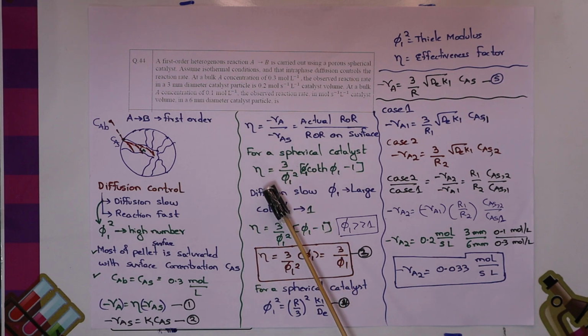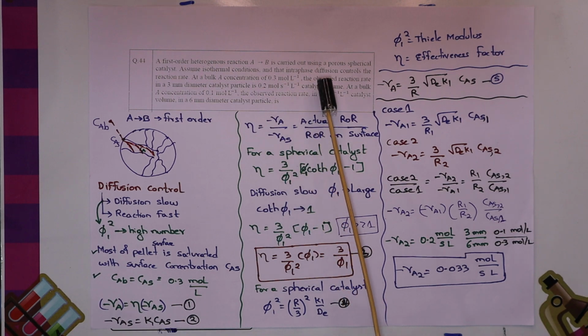And for a first order case, for a spherical catalyst particle, if you follow the effectiveness factor derivation, you will get the effectiveness factor as 3 by phi 1 square into (phi 1 coth phi 1 minus 1). This is a standard equation, you can remember this, the effectiveness factor.